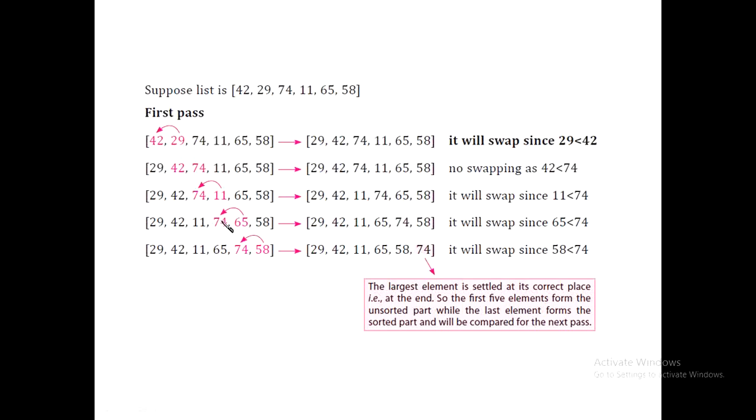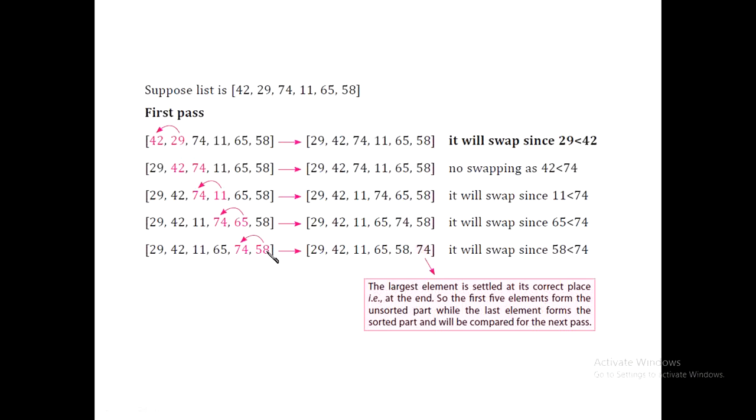In the next step, the fourth element will compare with the fifth one. Now 74 is greater than 65. Yes, correct. So 65 will come to the place of 74 and 74 will move next. Like this. And in the last one, the fifth element will compare with the last one.